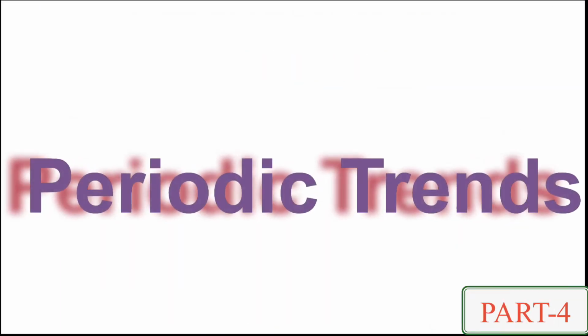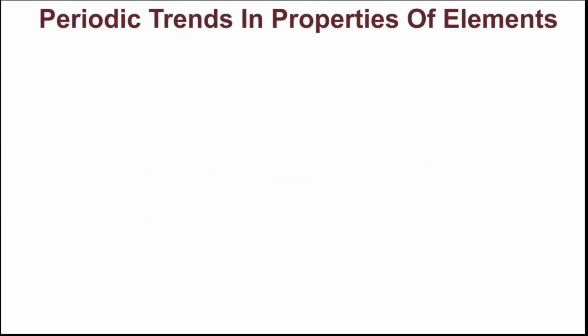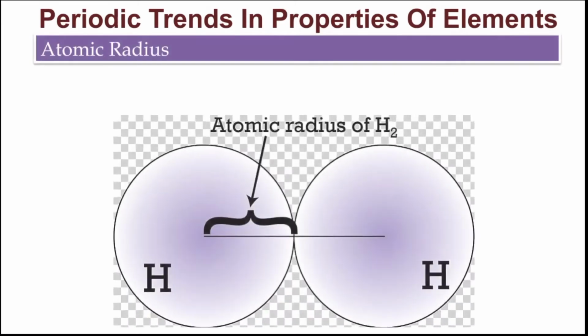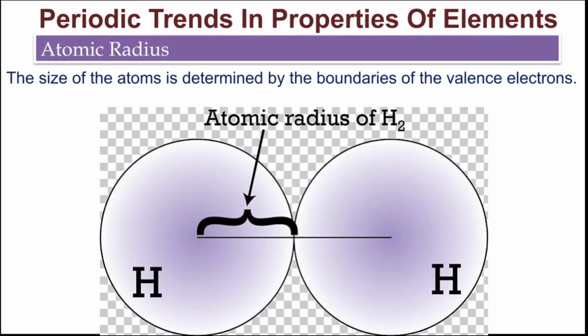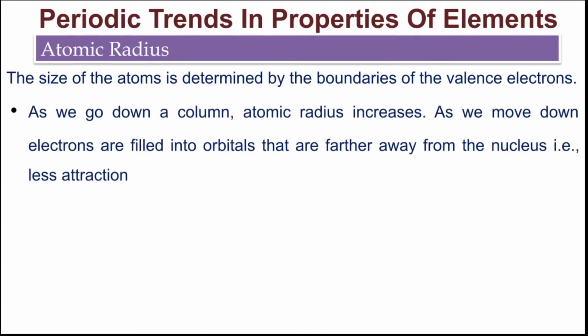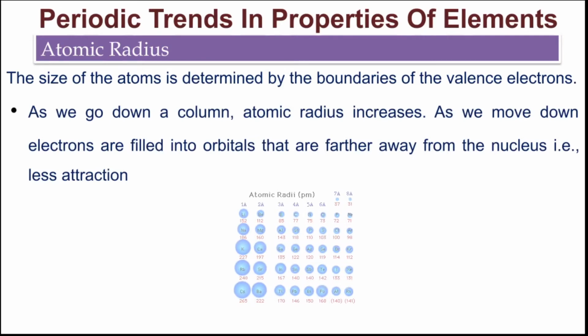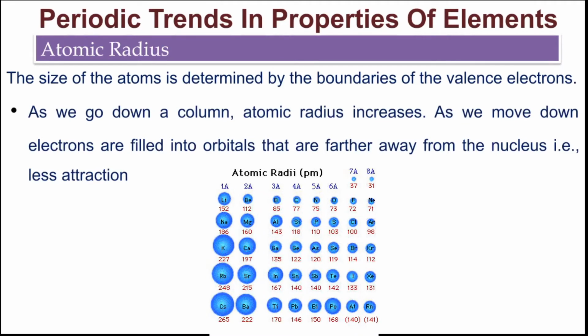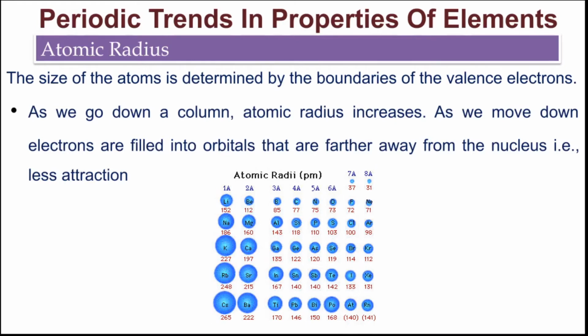Today we shall discuss periodic trends in properties of elements. First of all, let us discuss atomic radius. The size of the atom is determined by the boundaries of the valence electrons. As we go down a column, atomic radius increases. As we move down, electrons are filled into orbitals that are further away from the nucleus. That is, there will be less attraction from the nucleus to the outermost electrons.